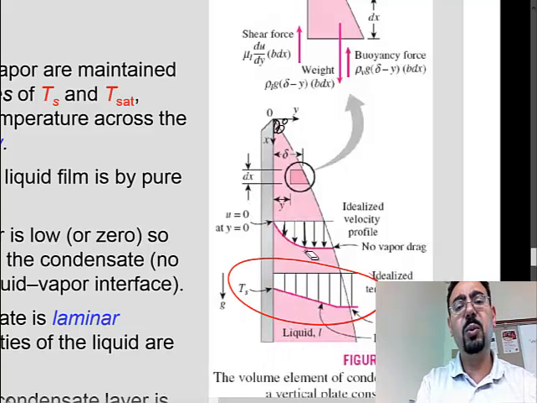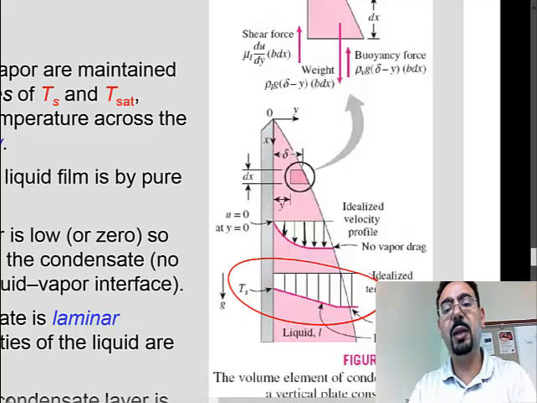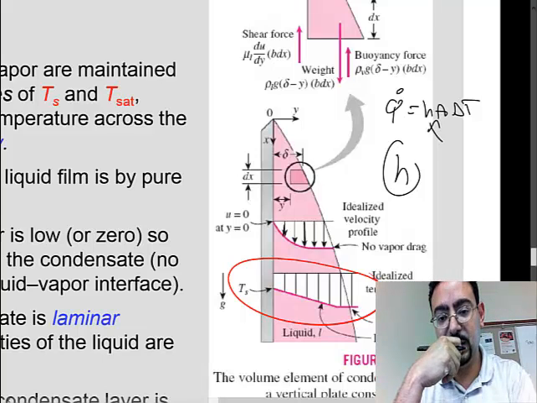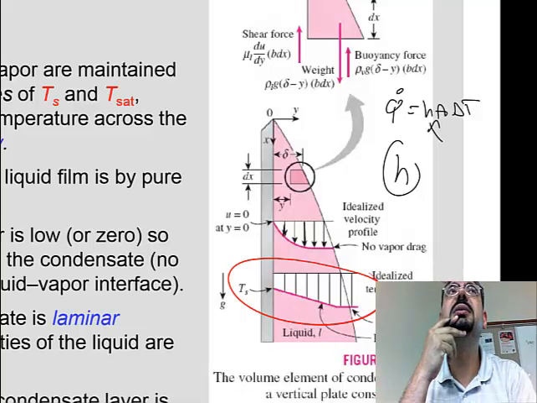All right, so now, if you are trying to find a plan to calculate this H, the H that we say in Q dot equals H A delta T, how are you going to calculate this H? Any idea?